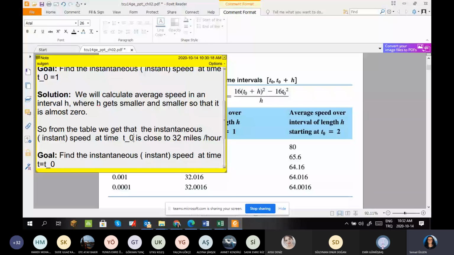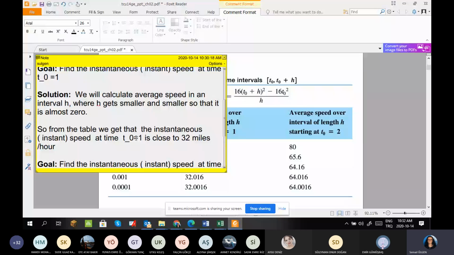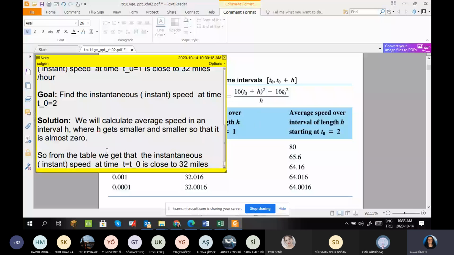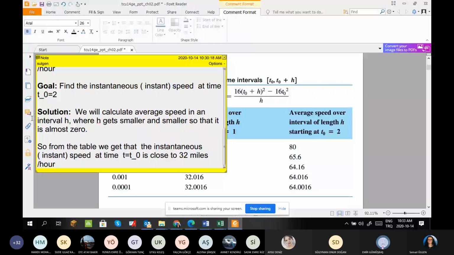Okay, and then next we want to find the instantaneous speed at time t naught is equal to 2. So how about the speed of the object at 2? After 2 hours, what's the speed, let's say? Okay, so we are going to do the same. We are going to build a table like we did, and we are going to make the interval smaller and smaller so that we are approaching 2.